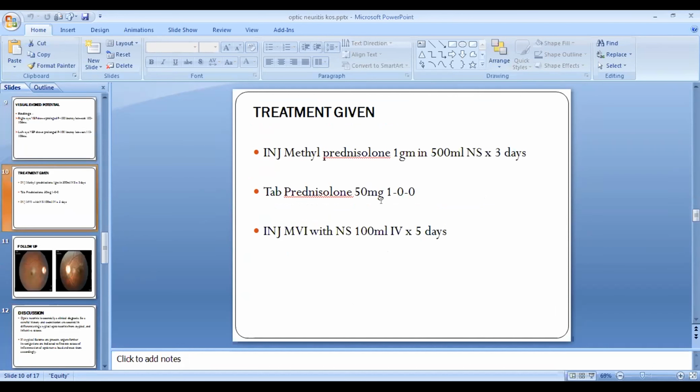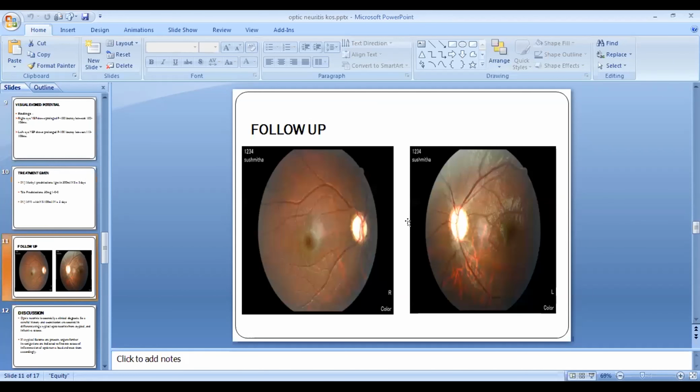The treatment given was injection methylprednisolone 1 gram in 500 ml NS for 3 days, and then tapering prednisolone was continued. Multivitamin injections were given for 5 days. After 10 days of follow-up, the patient's right eye findings were the same with hand movements positive vision, and on fundus examination, the optic disc appeared pale. On the left eye examination, the vision improved to counting fingers 1 meter, and the optic disc margins, which were blurred, started resolving.